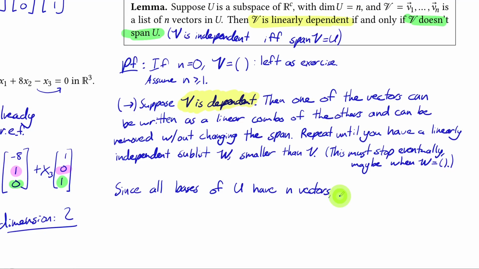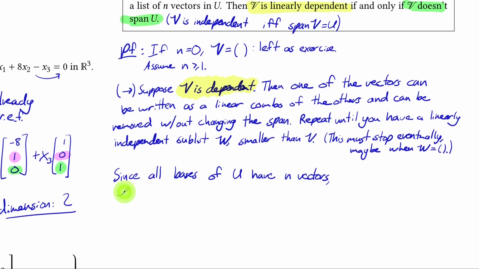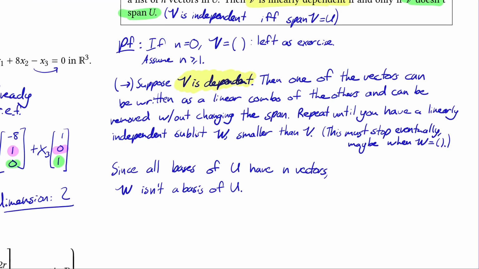And W has fewer than n vectors because V has n vectors and W has some vectors removed from it because V was linearly dependent. We can conclude that W is not a basis of U. And we know it's linearly independent, so the reason it must not be a basis is because it doesn't span U.